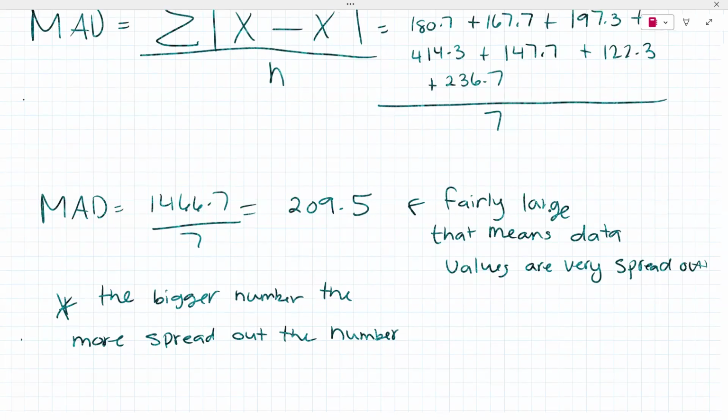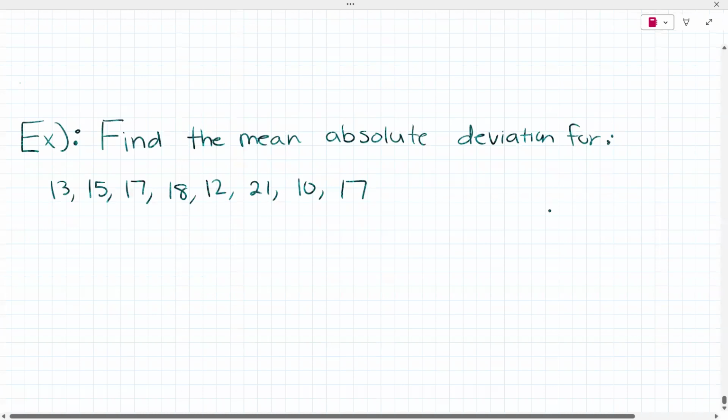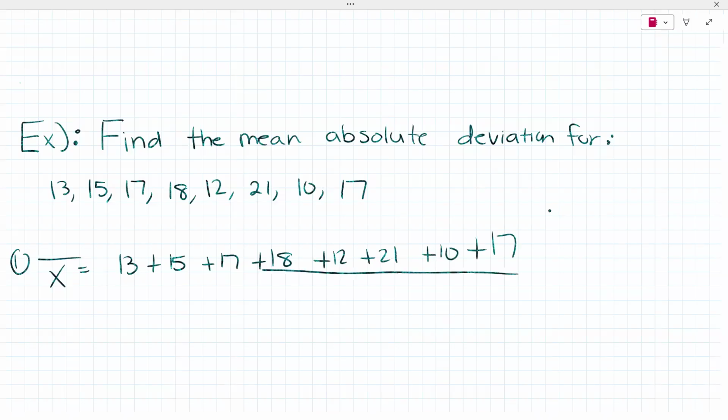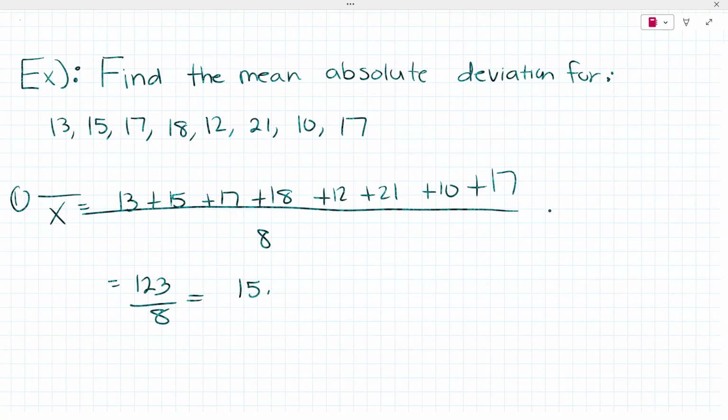Okay, let's do one more for the mean absolute deviation. This one says find the mean absolute deviation for 13, 15, 17, 18, 20, 12, 21, 10, 17. It doesn't have to be in order. Step 1, I'm going to find the average. So it's 13 plus 15, 17, 12, 21, plus 10, 17, all over 8. And that gives you 123 over 8, which is 15.375.